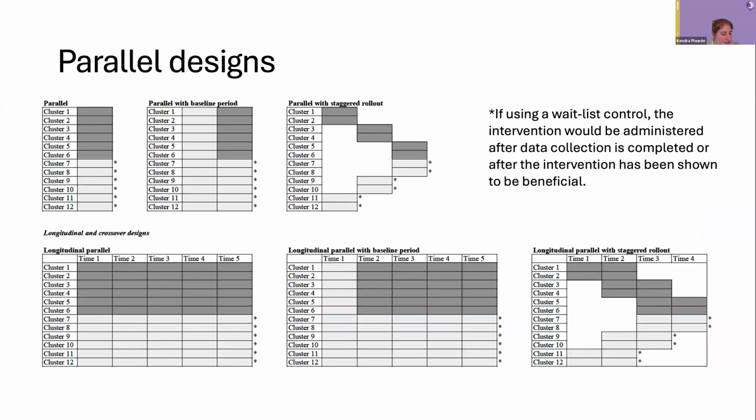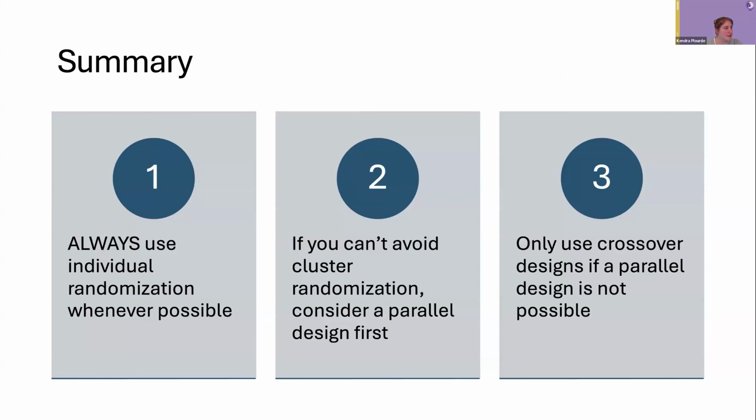So here, because of time, I'm going to go forward. I did mention a little bit about these parallel designs. So here I'm just showing you can incorporate a baseline period. And then, of course, the waitlist control, a staggered rollout. All of these things are available under a parallel design. So in summary, always use individual randomization whenever possible. If you can't avoid cluster randomization, consider a parallel design first, and only use a crossover design if a parallel design is not possible.